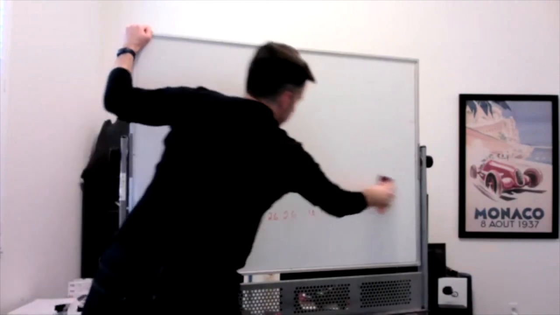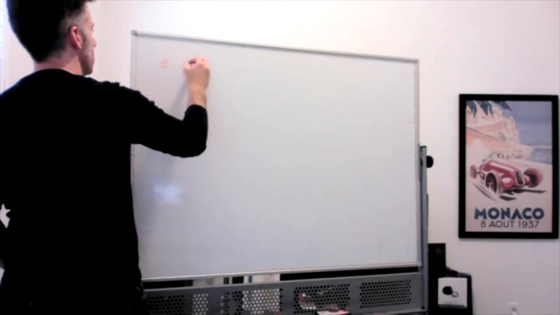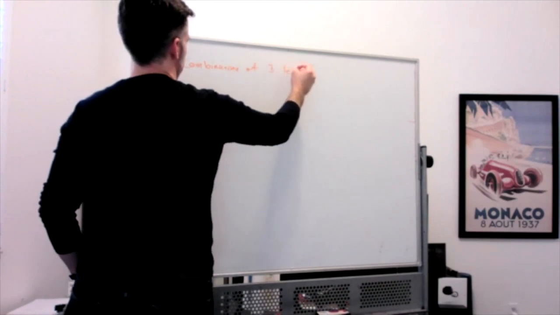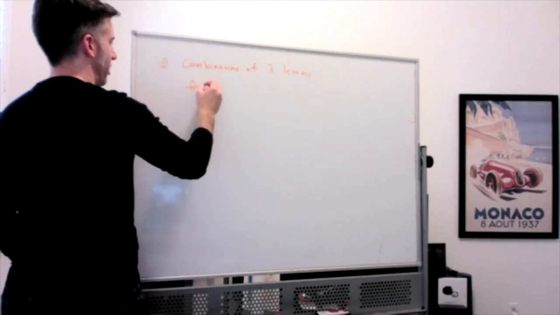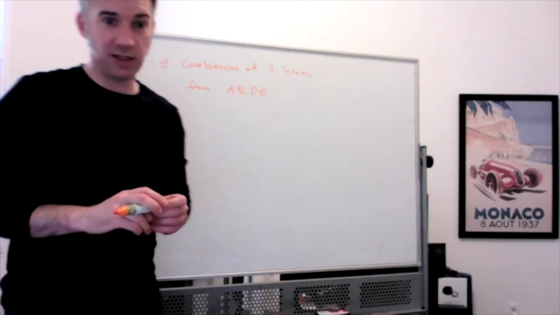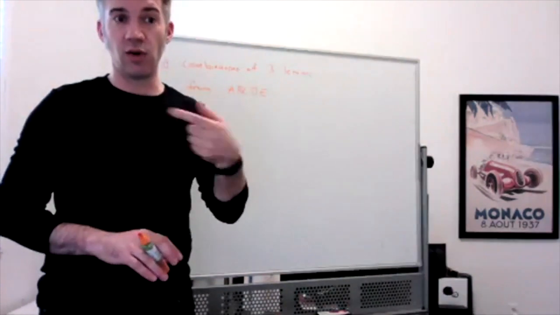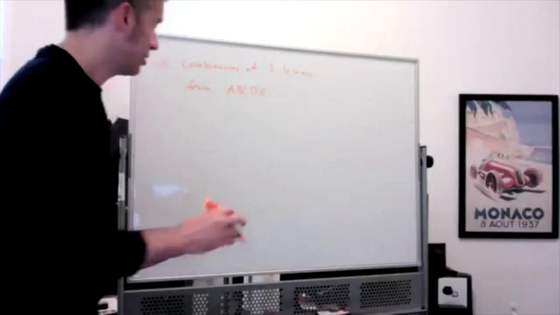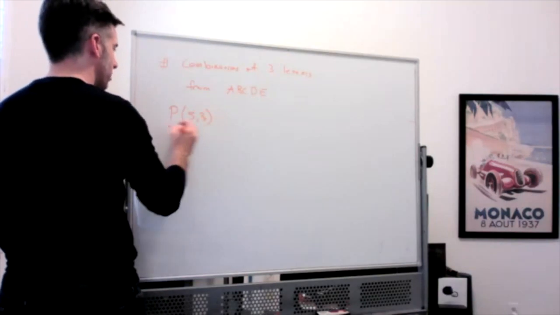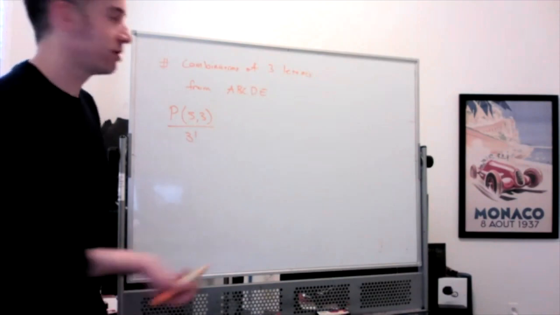So for this problem, the number of combinations of 3 letters from the 5 letters A, B, C, D, E. Here's the way it works. It's essentially the number of permutations divided by the number of ways you can reorder however many things you have. So it's going to be the number of permutations, P of 5 comma 3, divided by 3 factorial, which is 6.